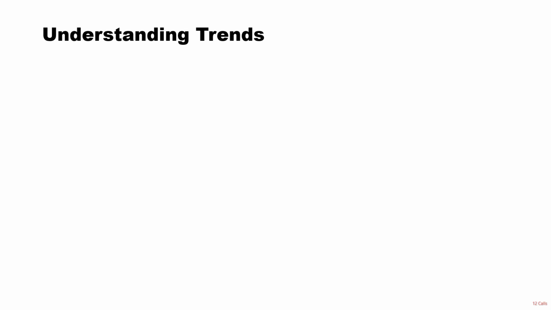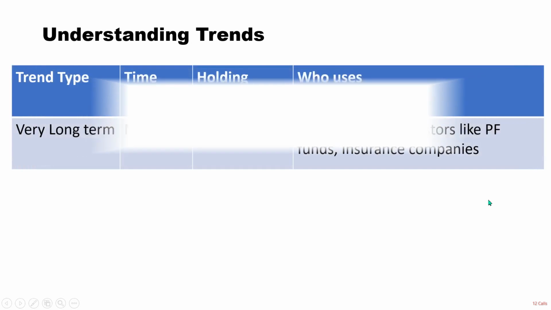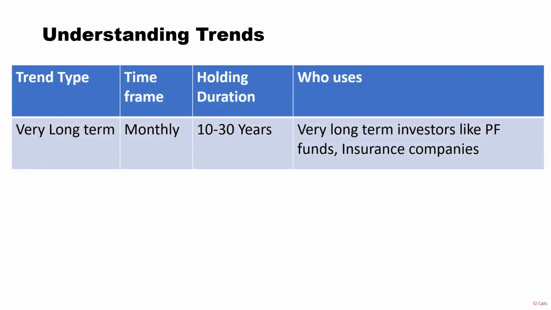Understanding trend. You might have heard these terms: long-term trend, short-term trend, medium-term trend, trend change. So what are these? We'll understand each one of them. The first one is very long-term trend. Very long-term trend is determined on the basis of monthly candlestick.